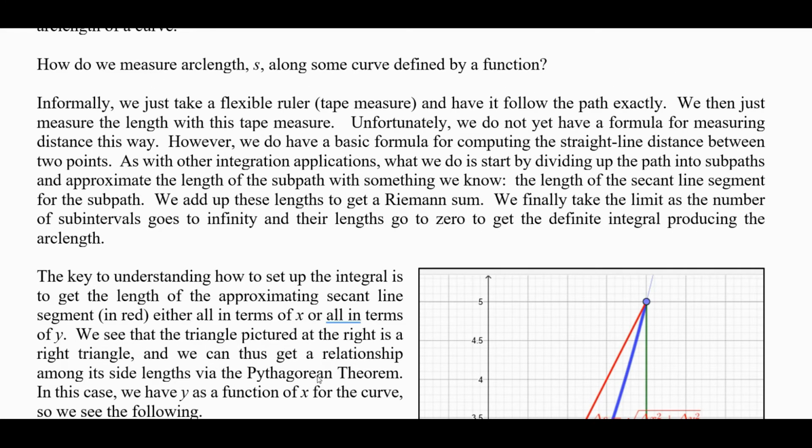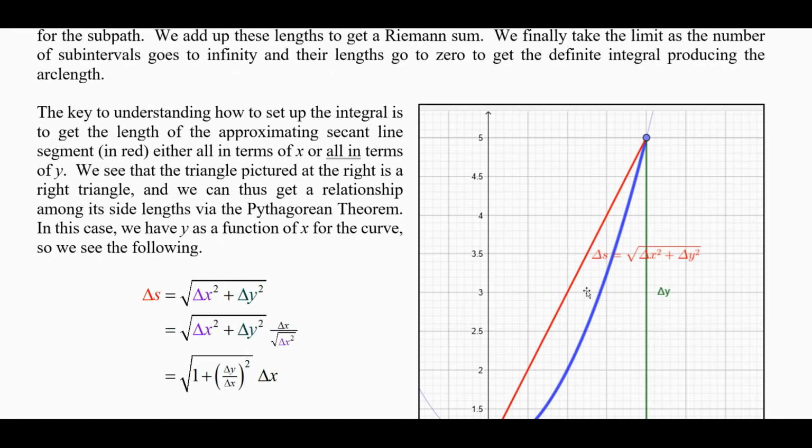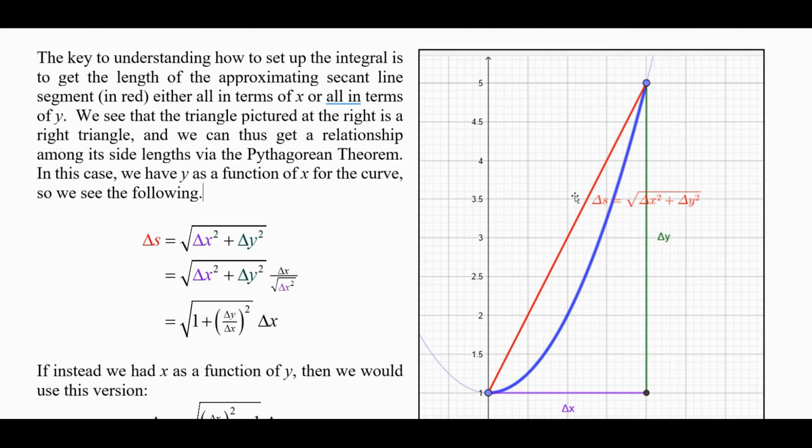So here's an example of a function, and this function is actually x squared plus 1, and the part that we're interested in is from here to here, this arc length. So it's going from the point (0, 1) to the point (2, 5). We want to know the length of that blue curve. And so what we're going to do is approximate that with a secant line segment like this.